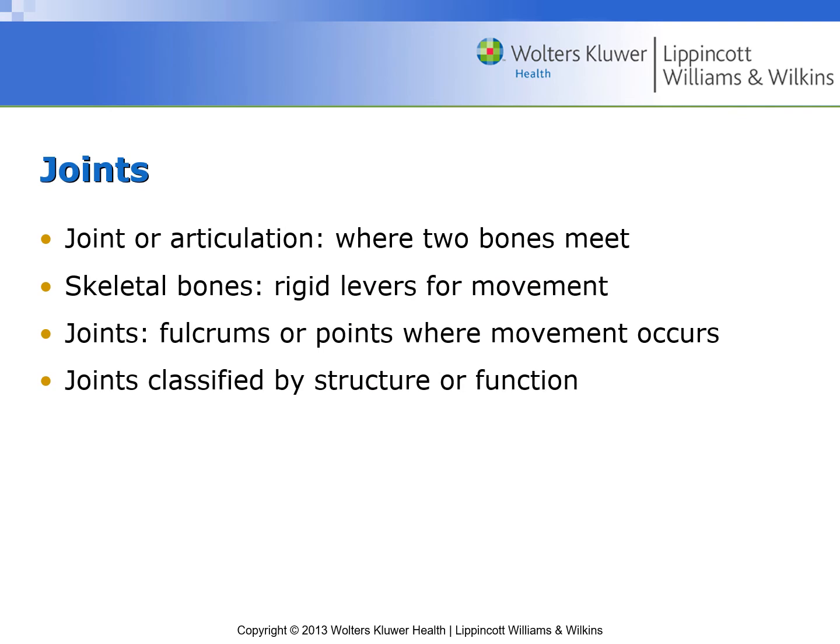Let's now discuss joints. Joints, or articulations, are where two bones meet. Skeletal bones form rigid levers for movement. Joints possess fulcrums, or points where movement occurs. And joints are classified by structure or function.